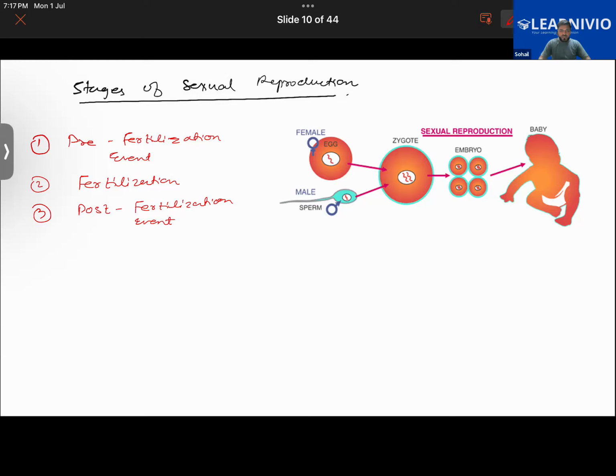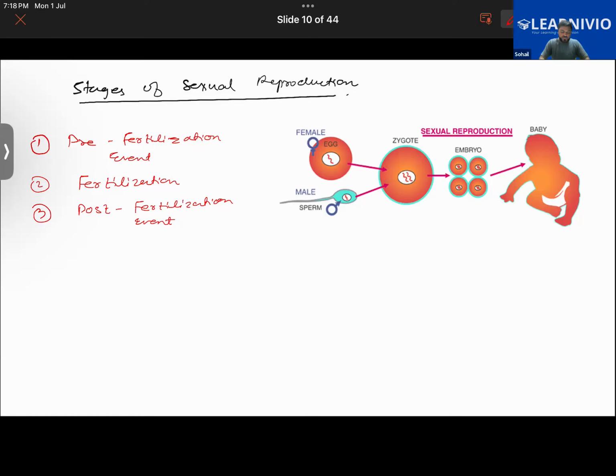See, so in the pre-fertilization event, the event before the fertilization takes place. So obviously it would first of all involve the formation of male and female sex cells, right? So first of all, gametes will be produced. The male parent would be producing the sperm cells, while the female parent would be producing eggs, that is basically ovum. That is what the pre-fertilization event means, that event before fertilization. Getting it, guys? Event before fertilization.